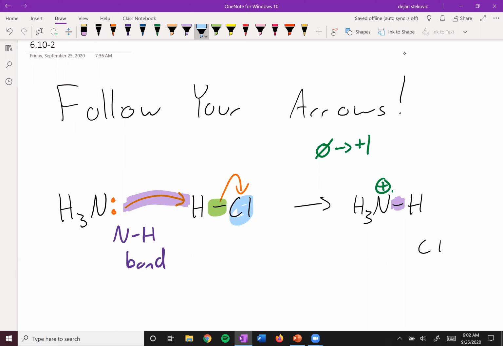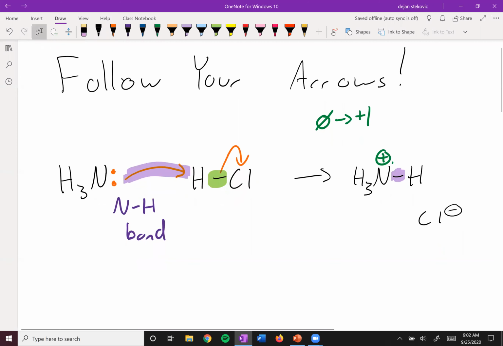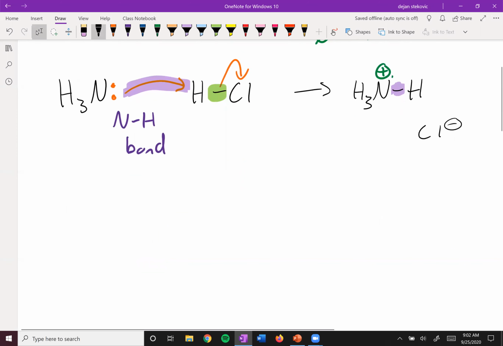And then finally, we're thinking about the chlorine. The chlorine, this bond broke, and both of the electrons in this bond went to the chlorine, so the chlorine gained electrons. If the chlorine gains electrons, it must be negatively charged. This is what I mean by following your arrows. If you have what's shown on the left, you should be able to describe what the products on the right are going to be. Let's take a look at another example.